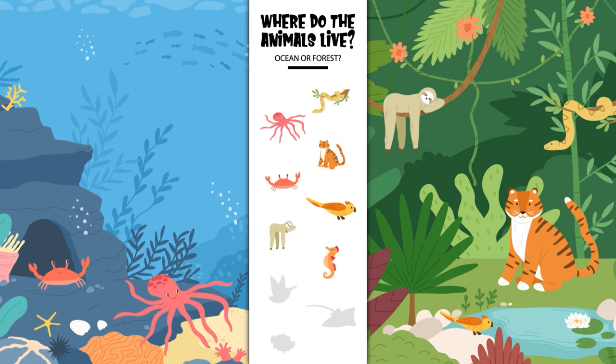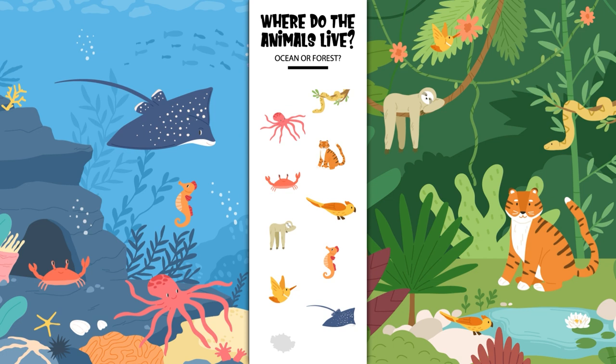Where does the seahorse live? In the ocean or in the forest? Yes, the seahorse lives in the ocean. Where does the hummingbird live? In the ocean or in the forest? Yes, the hummingbird lives in the forest. Where does the stingray live? In the ocean or in the forest? Yes, the stingray lives in the ocean.